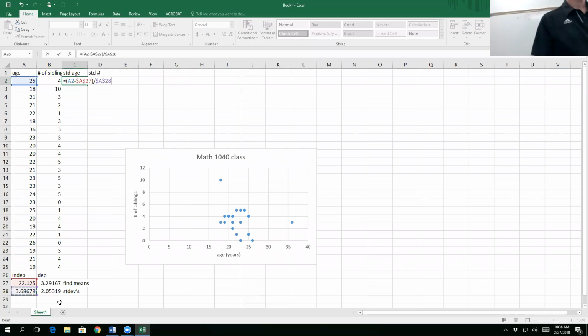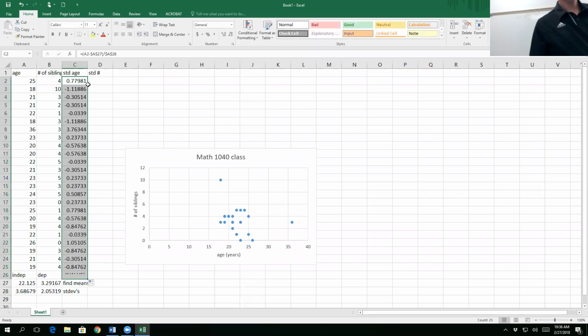Okay, so 2 out of the 3s are F4. Only the first number is not, because we want that first number to change. We want the last 2 numbers not to change. Okay? So I can copy that down, double click on the corner, okay?